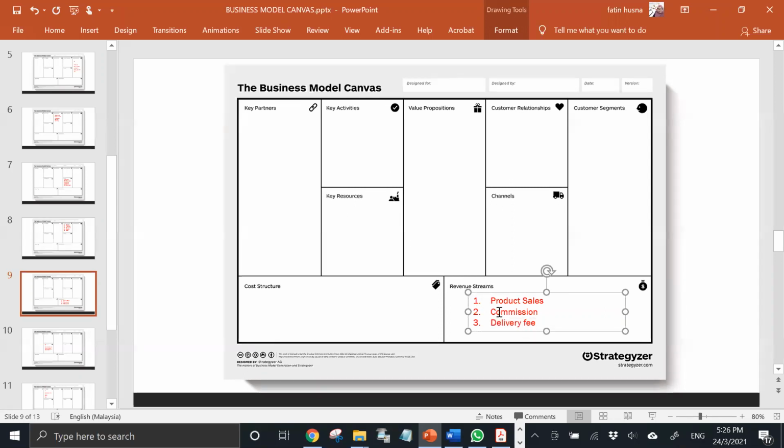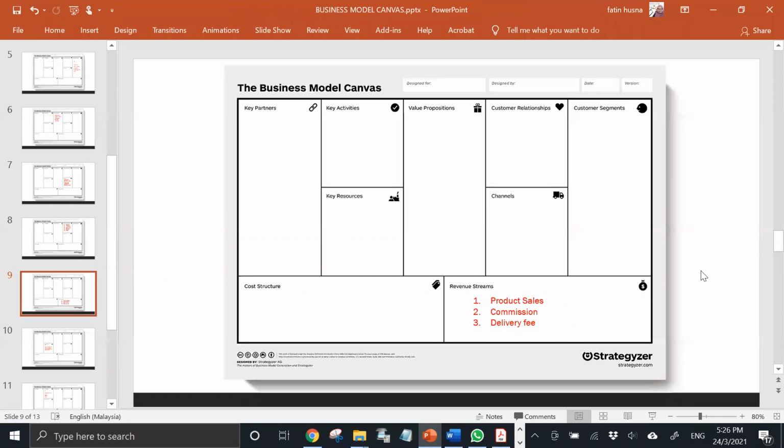So basically commission, product sales, or maybe you have a store and suddenly people put their advertisement at your store, and they give you a little bit of advertisement bonus or something. So you can put the advertisement from other suppliers, advertisement from other businesses. So you can actually put it under revenue streams.